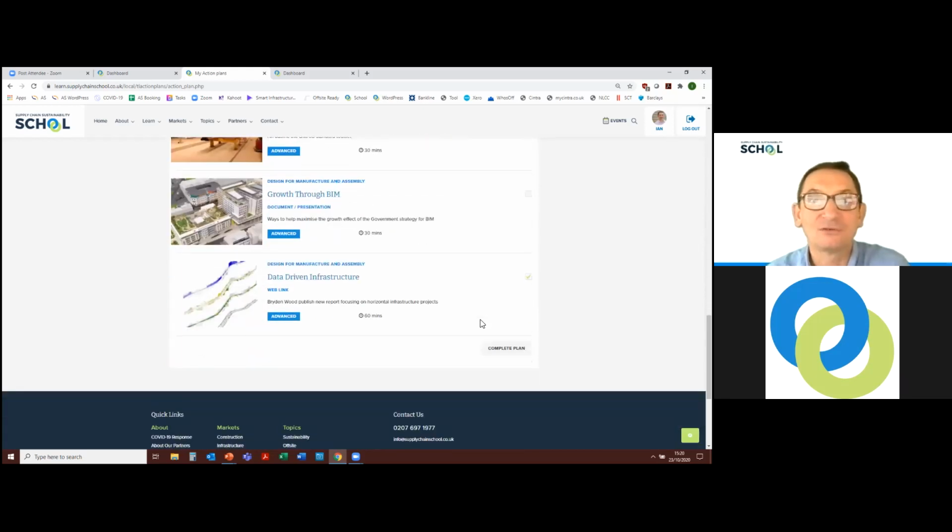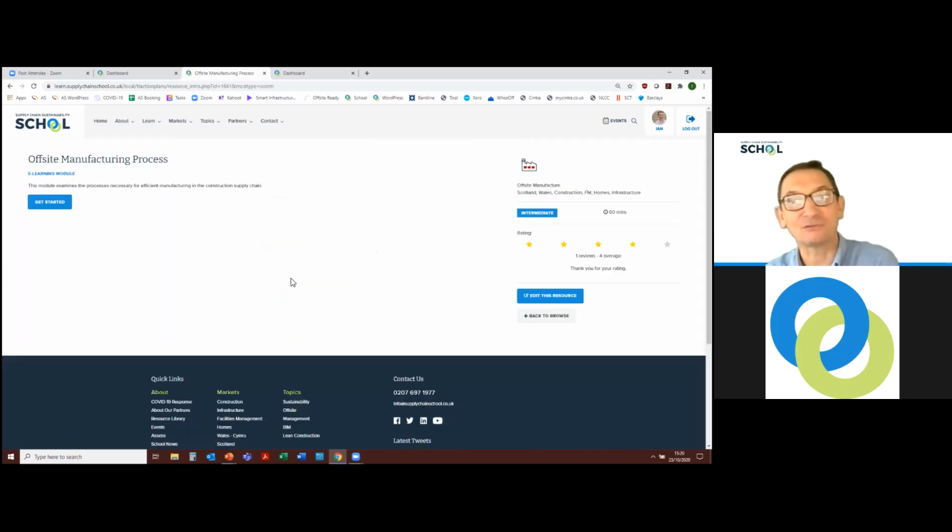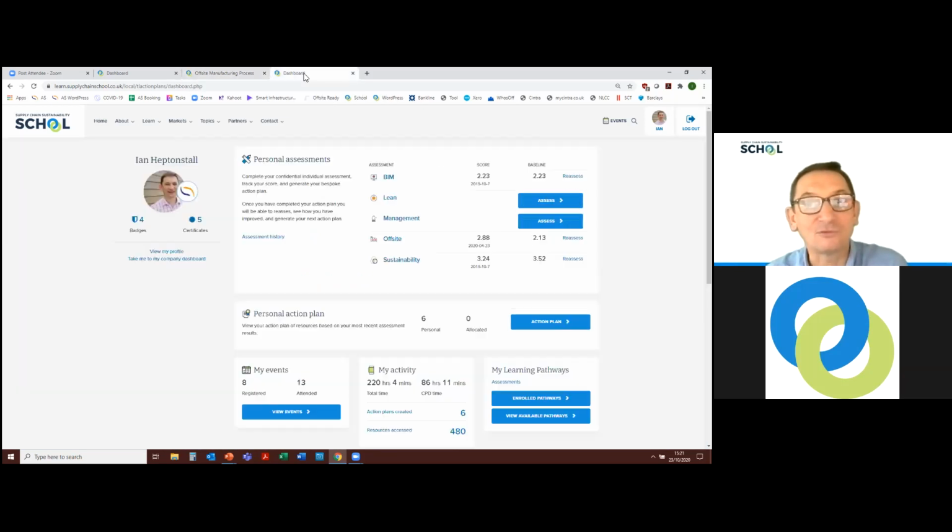When we get to access any of those 10 resources, very simple, I just click on them. As you can see there, the system takes me through to the relevant resource. I can see what it is, I can press get started, and there I am, off I go. It's as simple as that to do your training needs assessment. And once you've done your training needs assessment, it then gives you a score, like you can see on the screen in front of you.